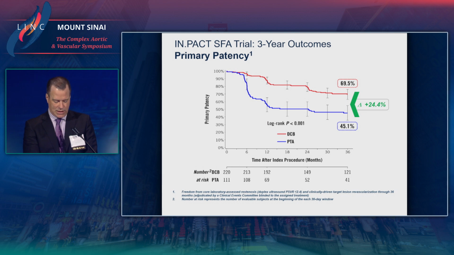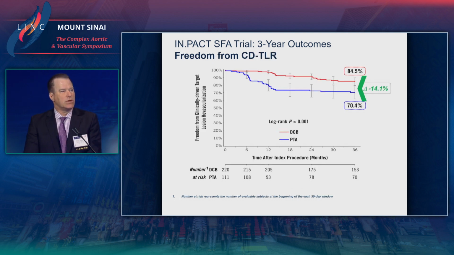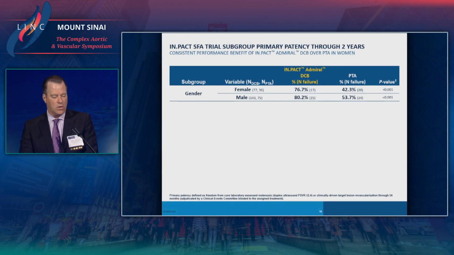a dramatic absolute difference and certainly a dramatic relative difference and highly statistically significant improvement. As a result of that, there is an observed decrease in the need for target lesion revascularization. Freedom from target lesion revascularization was 84% in the treatment arm, 70% in the angioplasty alone arm, and again, a highly statistically significant difference between those 2 cohorts.